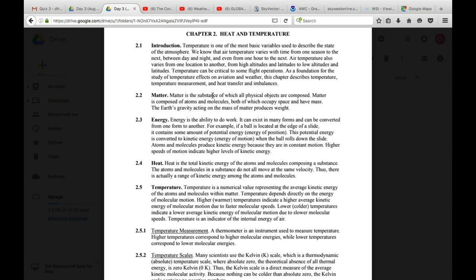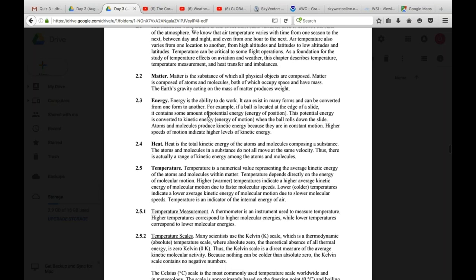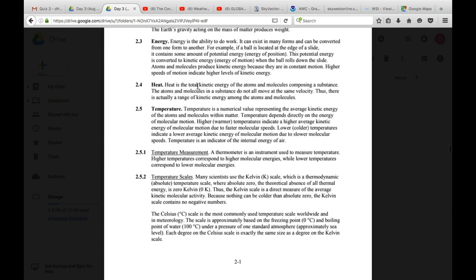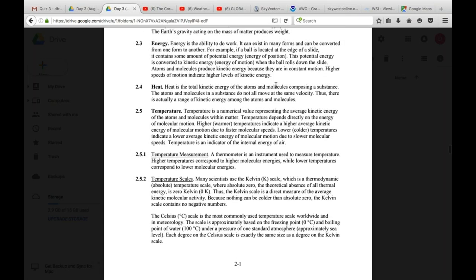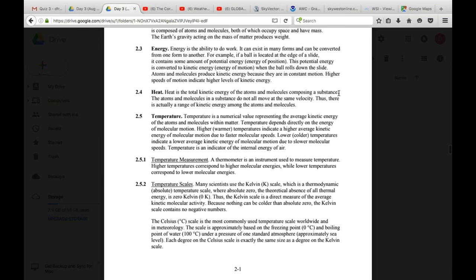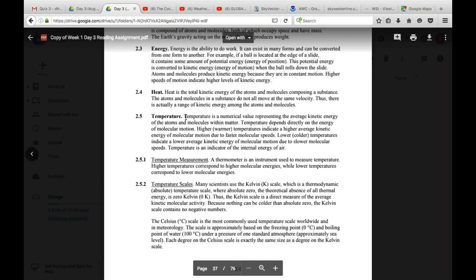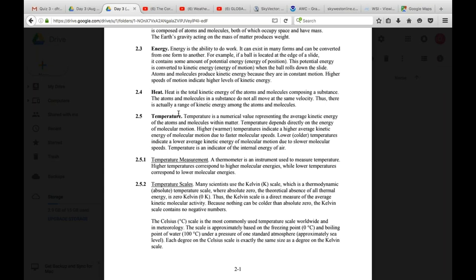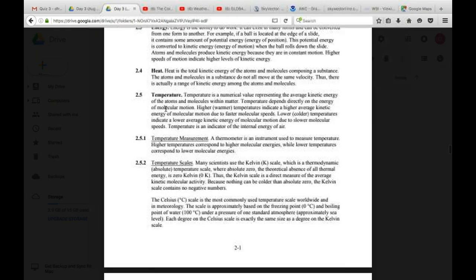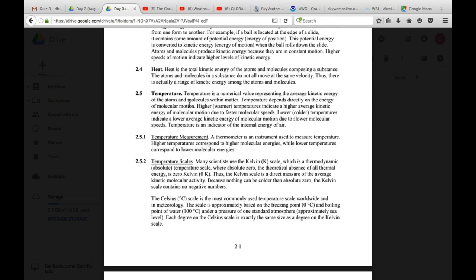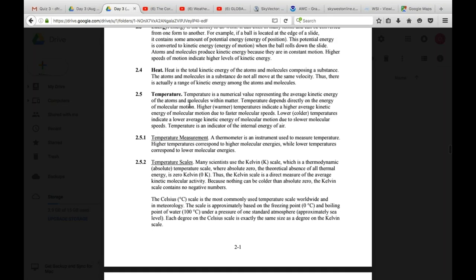So matter is the substance of which all physical objects are composed. Energy is the ability to do work. Heat is the total kinetic energy of the atoms and molecules composing a substance. The atoms and molecules of a substance do not all move at the same velocity, so there is actually a range of kinetic energy among them. Temperature is a numerical value representing the average kinetic energy of atoms and molecules within matter. Temperature depends directly on the energy of molecular motion.